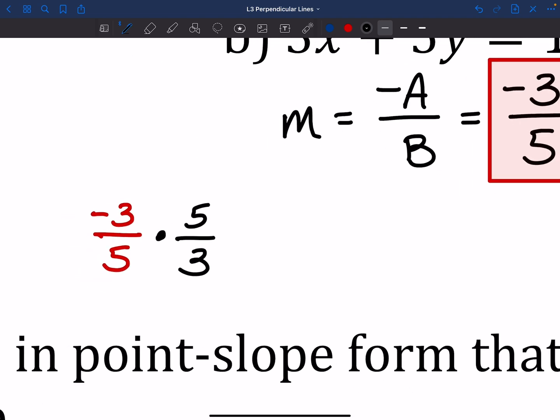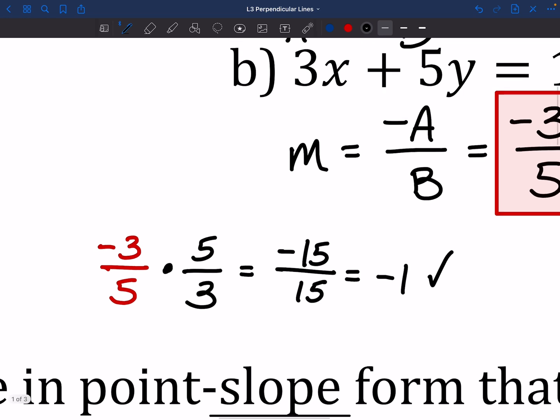When we're multiplying fractions, and only when we're multiplying fractions, because we're going to get into adding and subtracting a little bit later, we multiply the top by the other top. -3 times 5 is -15. We multiply the bottom by the other bottom, 15. When we simplify that, -15 divided by 15 gives us -1. That's our check to see if we do have opposite reciprocals or not.